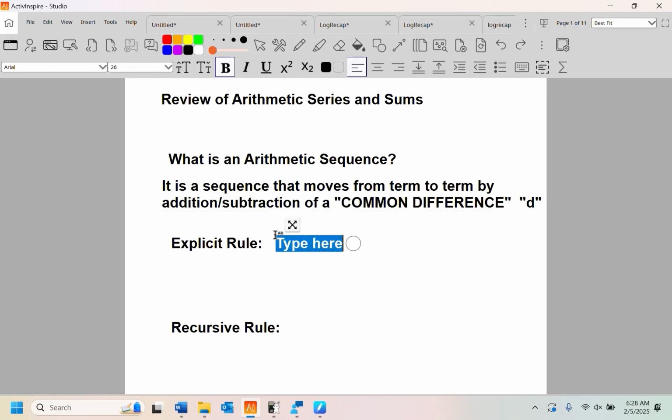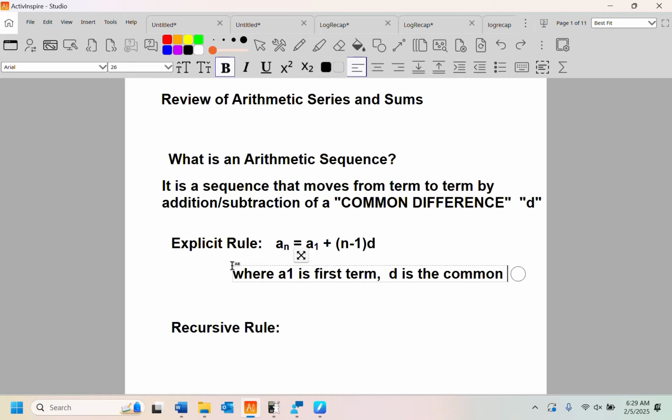We have what's called an explicit rule. It says that the nth term is the first term, which we call a sub 1, plus parentheses n minus 1 times d, where a sub 1 is the first term and d is the common difference.